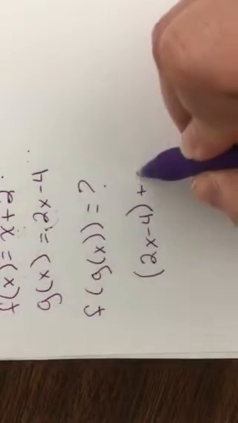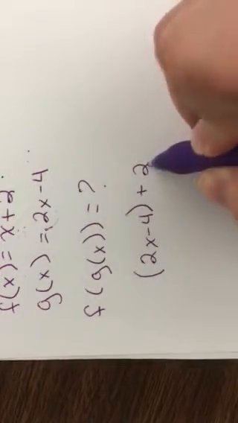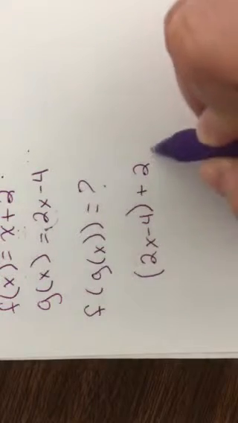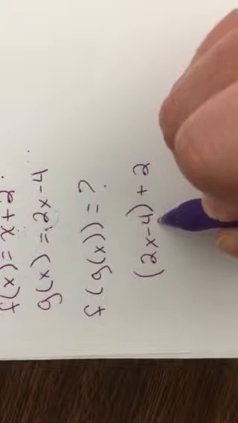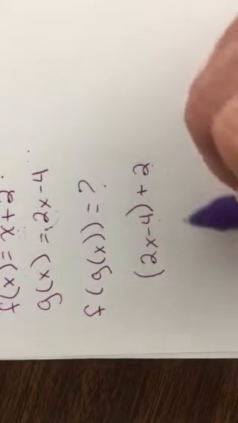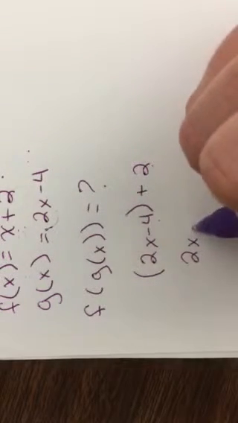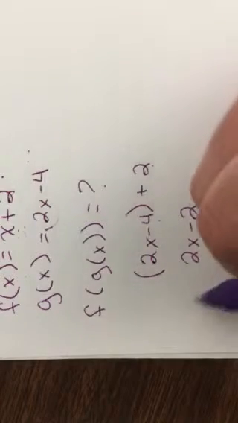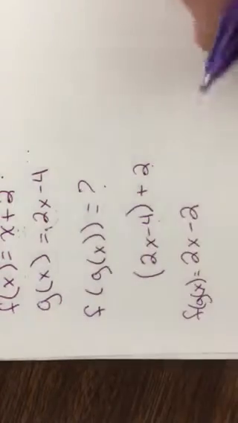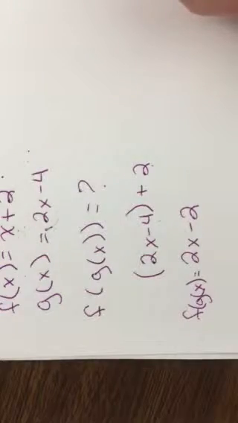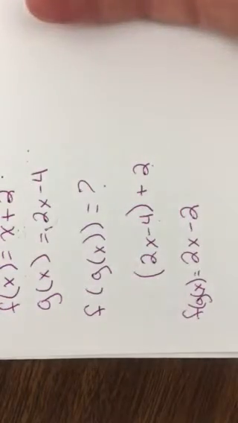And then what do we have left? Plus 2. And now we just simplify and combine any like terms. So we have negative 4 plus 2, which is going to leave us with negative 2. So 2x minus 2 is the solution to f of g of x. That's a composition function. Okay, it's really that simple.